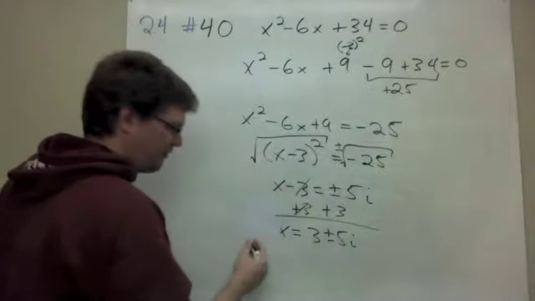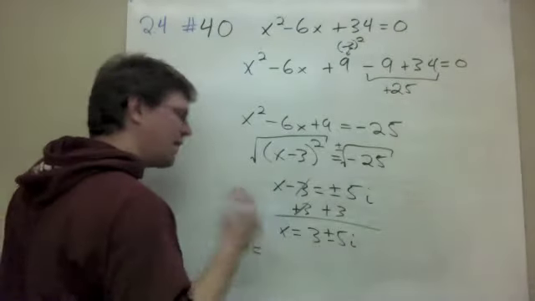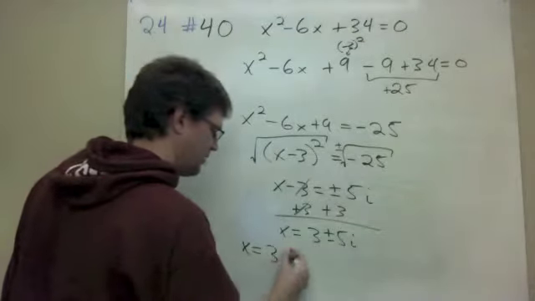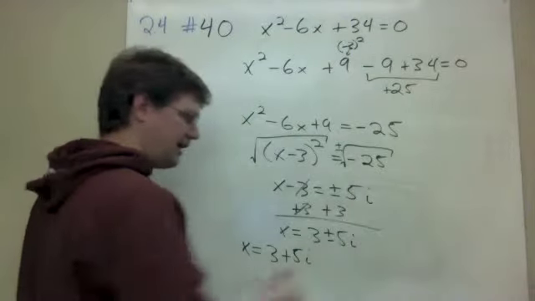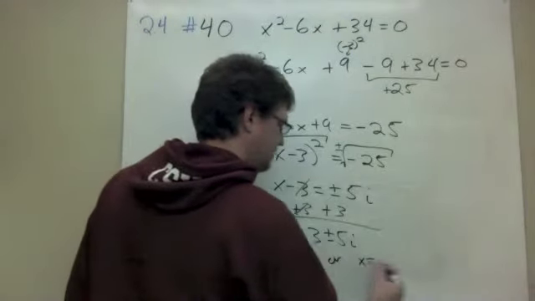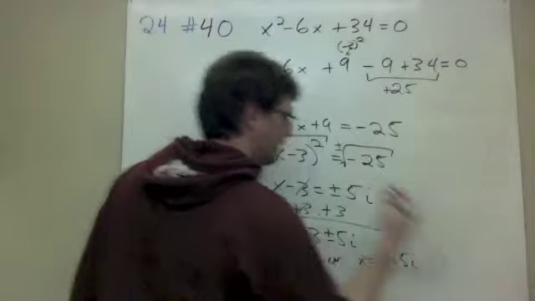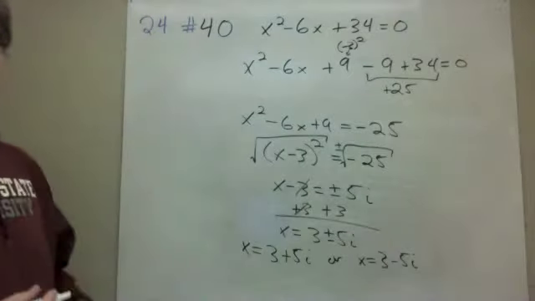Or, if we want to be very careful about this, we have two possible solutions. X equals 3 plus 5i, or x is equal to 3 minus 5i.